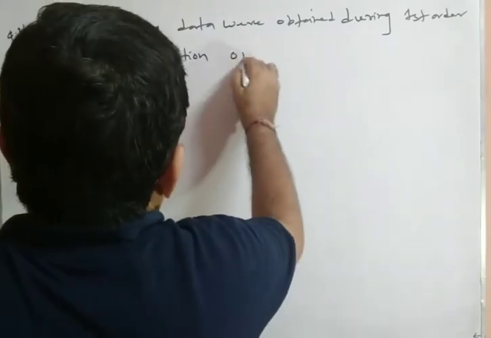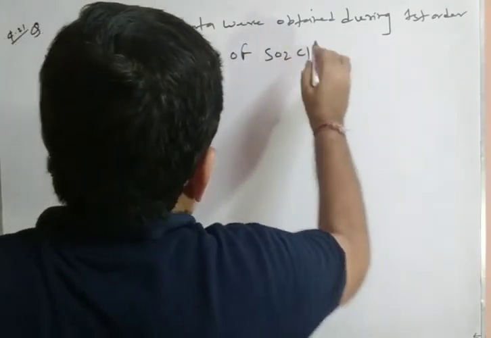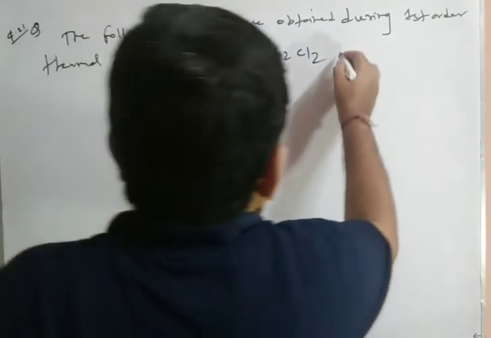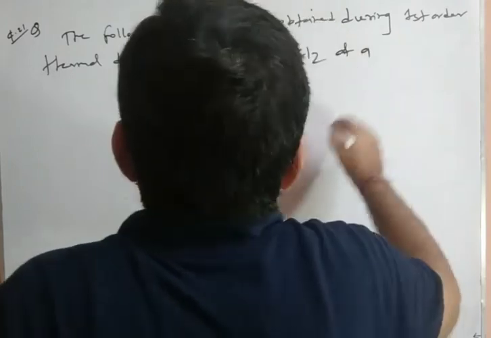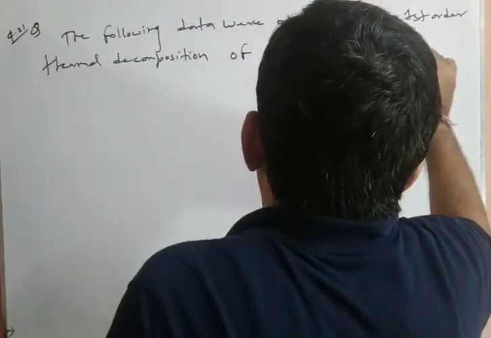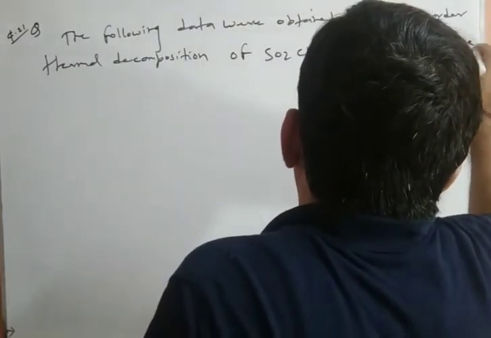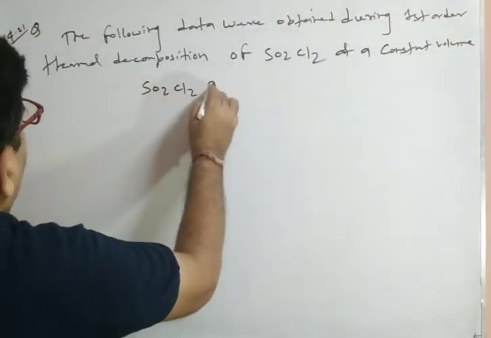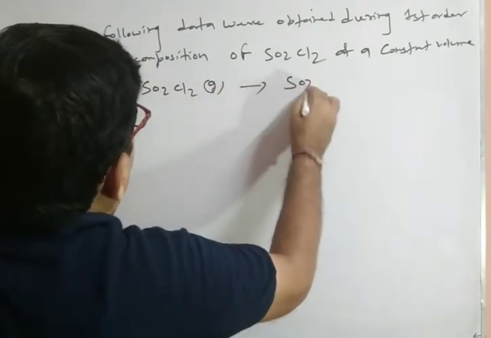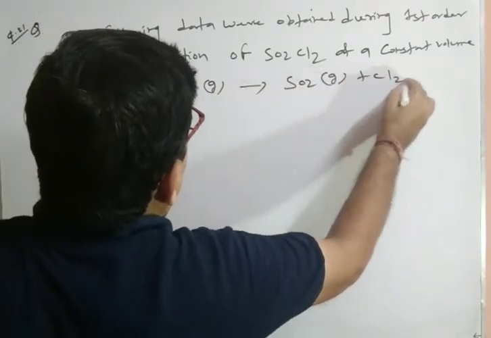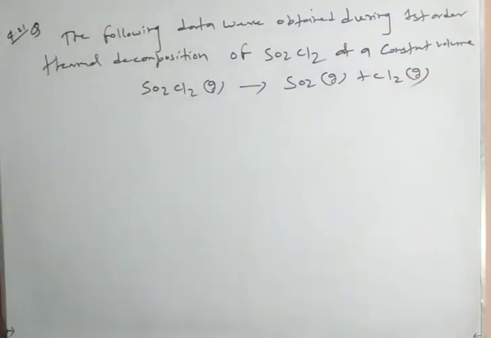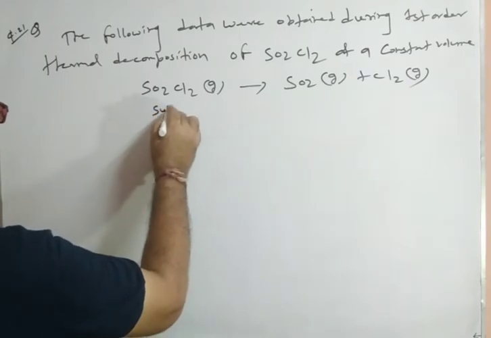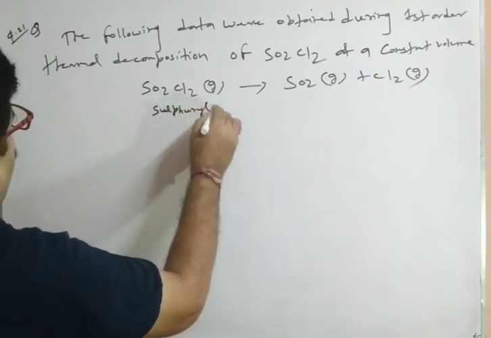decomposition of SO2Cl2. SO2Cl2 is called what? Sulfuryl chloride, at a constant volume. That is, SO2Cl2 gas converted into SO2 gas plus Cl2 gas. It is called sulfuryl chloride.